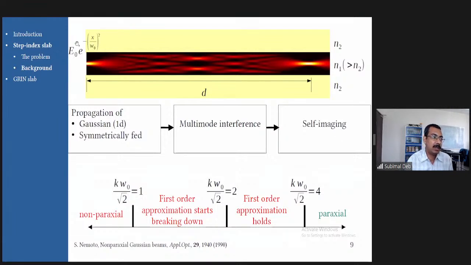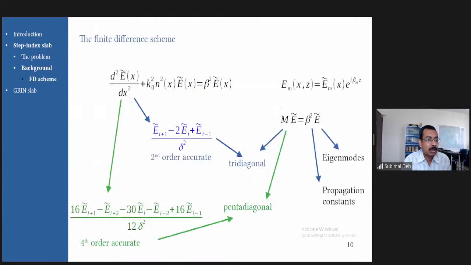But nevertheless, describing it with this kind of an expression still holds. And we will see that a numerical study of the beam propagation in a slab waveguide actually matches this classification put up by Nemoto, who did it from a completely different perspective. So the scheme that we are going to use is a finite difference scheme. This is a numerical scheme that we have used to analyze propagation in a waveguide, and this is not a very difficult scheme to understand.